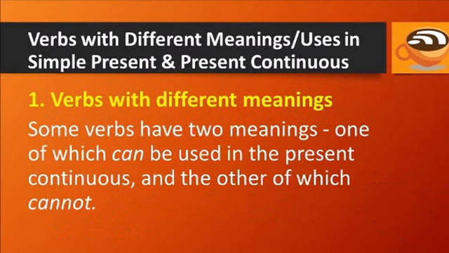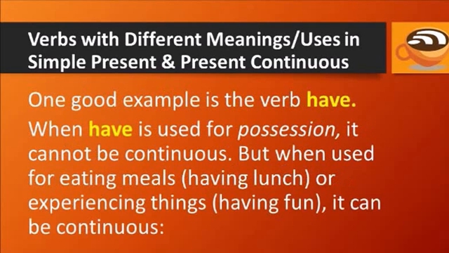Now let's look at some verbs with different meanings and uses in the simple present and present continuous. Some verbs have two meanings, one of which can be used in the present continuous, and the other of which cannot. One good example is the verb have. When have is used for possession, it cannot be continuous. But when used for eating meals, having lunch, or experiencing things, having fun, it can be continuous.